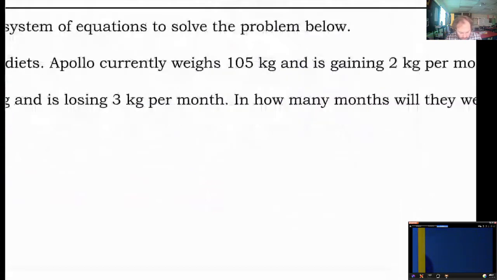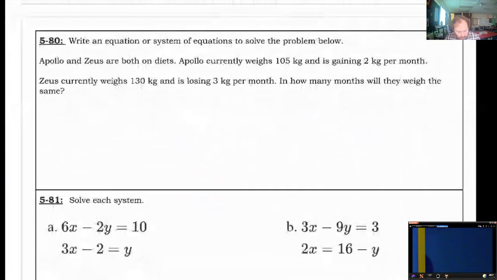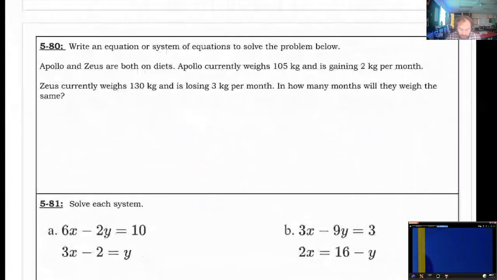In the next question, we're going to write an equation or systems of equations to solve the problem below. Apollo and Zeus are both on diets. Apollo currently weighs 105 kilograms and is gaining 2 kilograms per month. So Apollo is 105 plus 2x. In this case, x is the number of months that have gone by. I'm thinking about that right away. He's currently 105. He's adding 2 every month. 105 plus 2x really makes sense there.